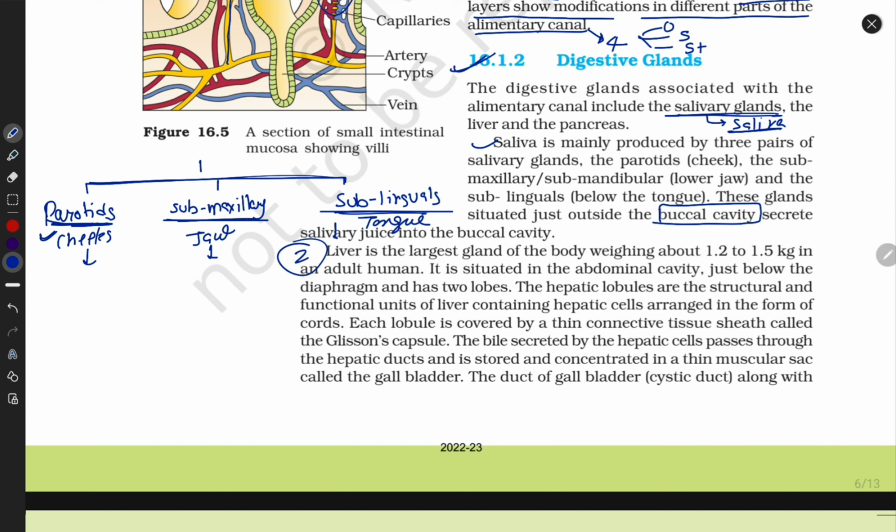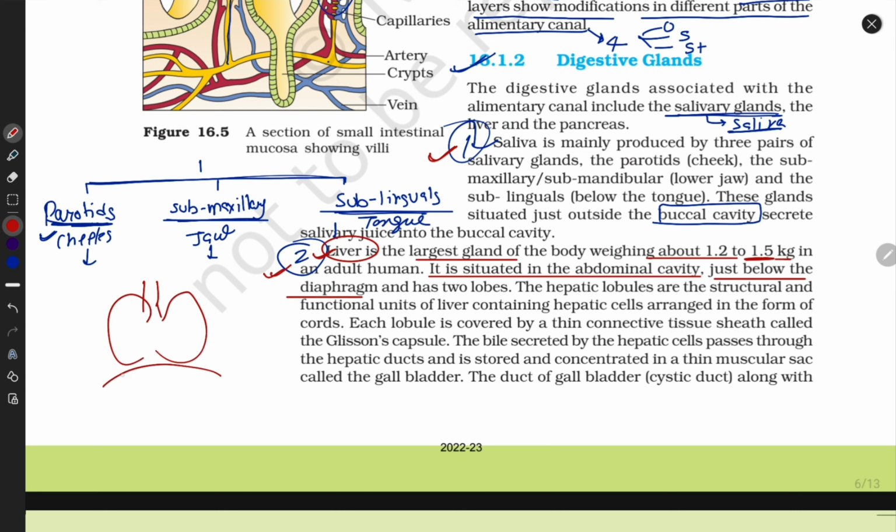Now the second gland is the liver, the largest gland in our body. The weight is 1.2 to 1.5 kg, okay. Now, where is it situated? We know that the salivary gland is situated in our buccal cavity. Where is the liver situated? It is situated in the abdominal cavity, just below the diaphragm. We have studied the lungs, and here is the diaphragm. The liver is situated below the diaphragm.